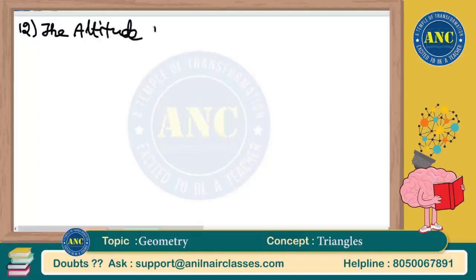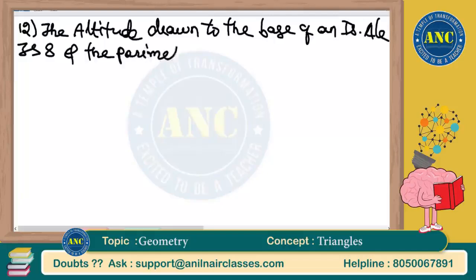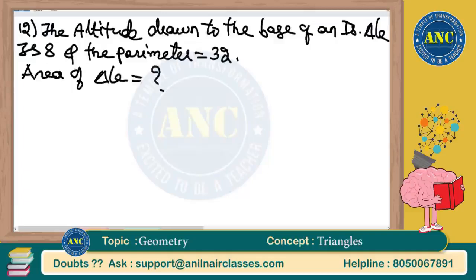The altitude drawn to the base of an isosceles triangle is 8 and the perimeter is 32. Find the area of the triangle. The altitude drawn to the base of the triangle is 8 and the perimeter is 32. It is an isosceles triangle.